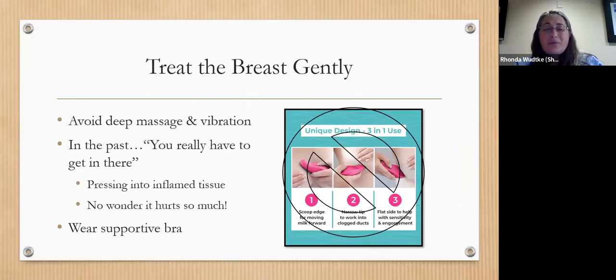We also want to treat the breast gently. It calls for avoiding deep massage and vibration. In the past, we used to say, oh, you just really got to get in there and really massage that area. And boy, it's going to hurt like the dickens, but you just got to do it because that's what's going to get that plug to clear. And we know now that it actually increases inflammation and trauma and increases the risk for developing a bacterial mastitis and or abscess. All the things that we might have been doing could have actually been potentially impacting our patients negatively.